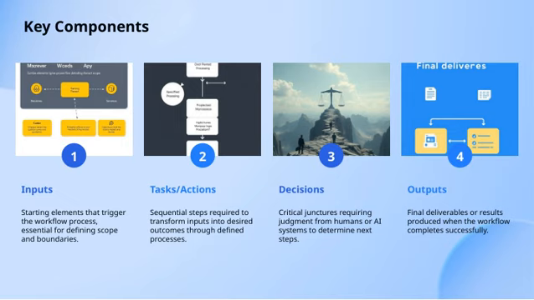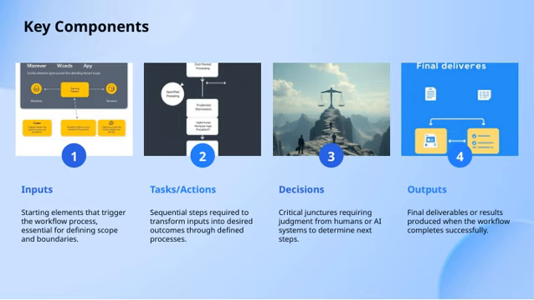Next, we have tasks and actions. These are the specific steps we need to follow to transform those inputs into the desired outcomes. Think of them as the recipe steps in a cooking process. Each one needs to be clear and sequential to ensure everything comes together smoothly.